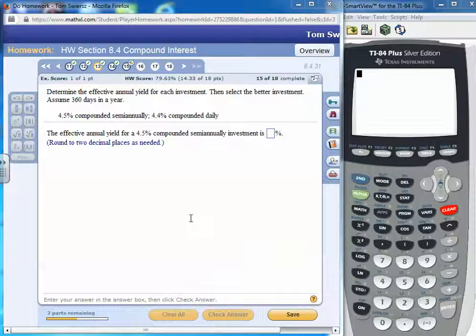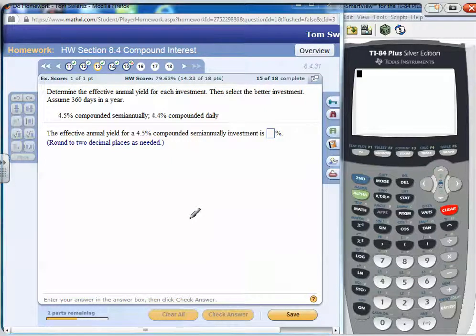Okay, let's go ahead and begin this homework exercise with homework exercise number 13 from section 8.4. Exercise 13 states, determine the effective annual yield for each investment and select a better investment. The better investment will be the one with the higher annual yield because that will produce more money.